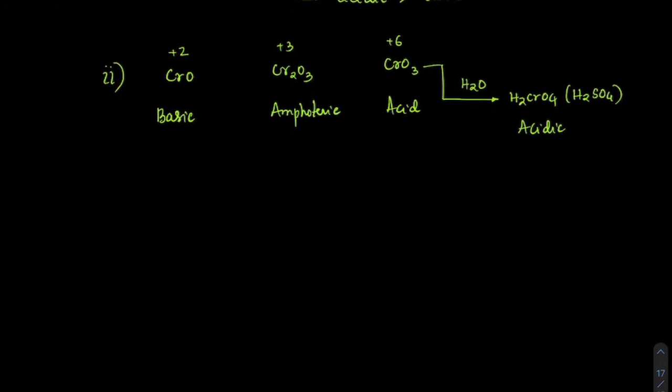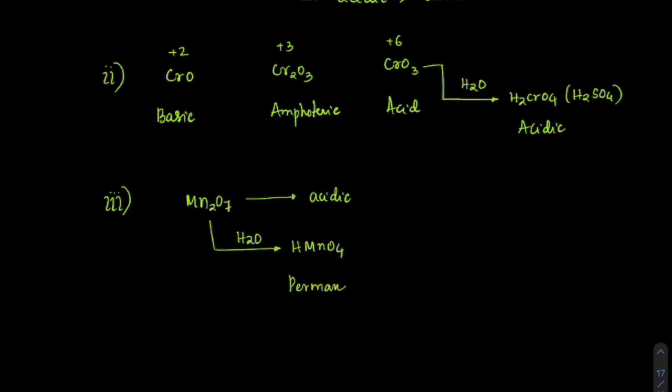Third one is about manganese. Mn2O7 will act acidic. Again, how can we showcase that? If you add it to H2O, it would become HMnO4, just like HClO4, which is perchloric acid. So this is permanganic acid.